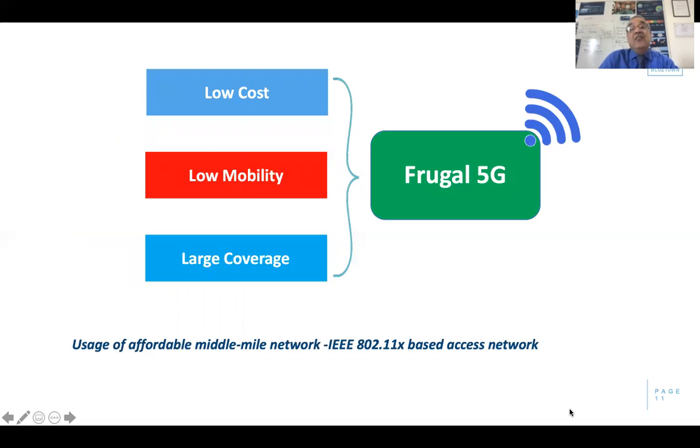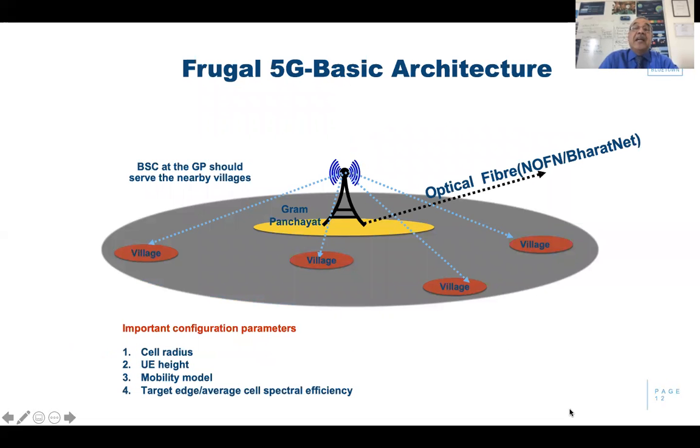That is how it is leading to what we call Frugal 5G: low cost, low mobility, and large coverage. These three things put together lead to the concept of Frugal 5G, usage of an affordable middle mile network through an IEEE 802.11x based access network, basically based on Wi-Fi or a license exempt spectrum.